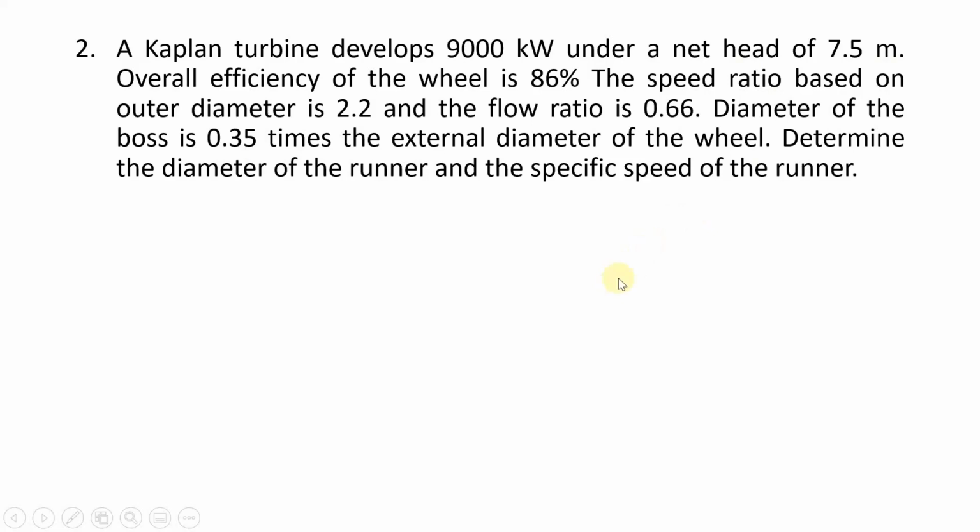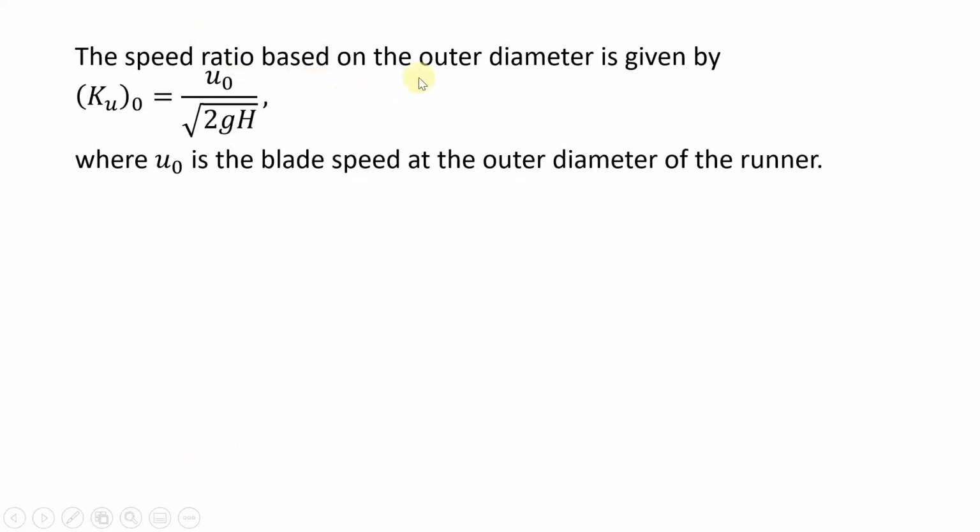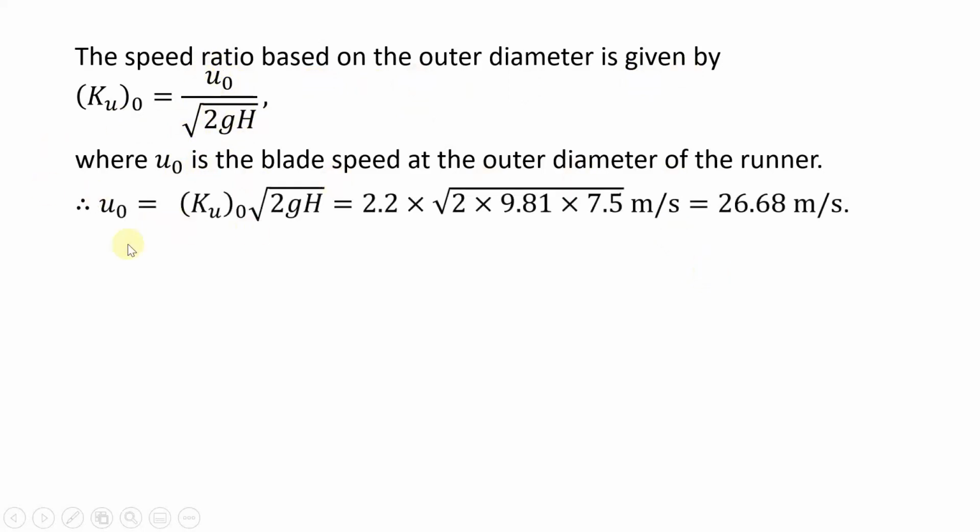In order to find ns, that is the specific speed, we have to first find the rotational speed n of the turbine. Now here is the available data, and please note here that Ku naught equal to 2.2 is the speed ratio, Kf equal to 0.66 is the flow ratio. We shall shortly come to know what these parameters are about. The speed ratio based on the outer diameter is given by Ku naught is equal to U naught divided by square root of twice GH, where U naught is the blade speed at the outer diameter of the runner. When we simplify this with the given information, we find out the blade velocity at the outer diameter of the runner.